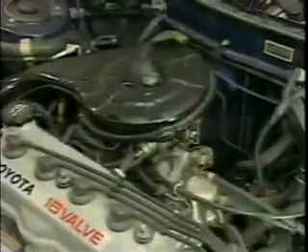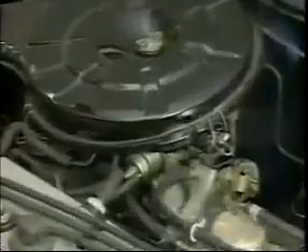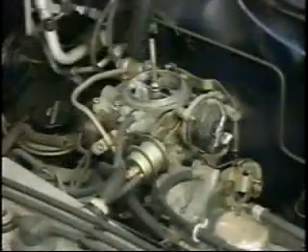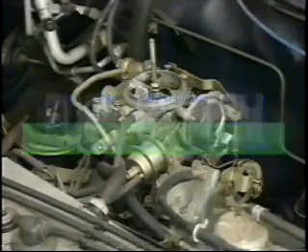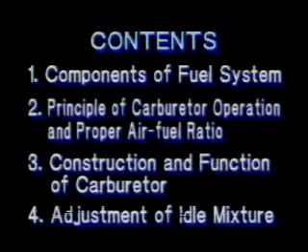Now let's look at the construction and operation of the carburetor. In this video, we will introduce the following 4 points. First, the components of the fuel system. Second, the principle of the carburetor operation and the importance of a proper air-fuel ratio. Third, the construction and function of the carburetor. And finally, the adjustment of the idle mixture.